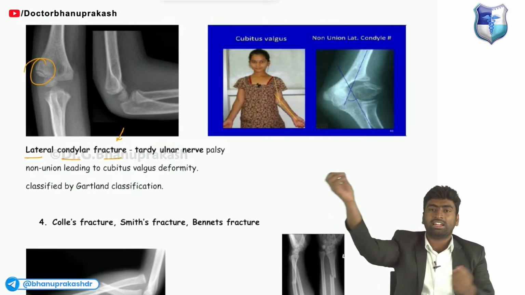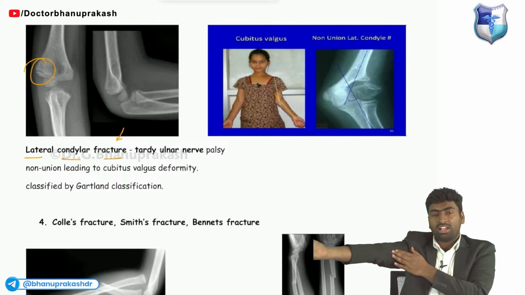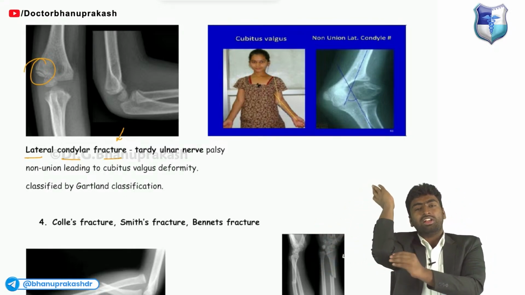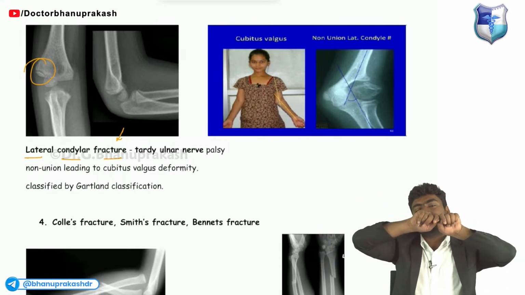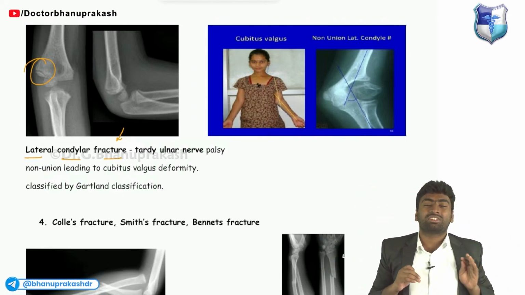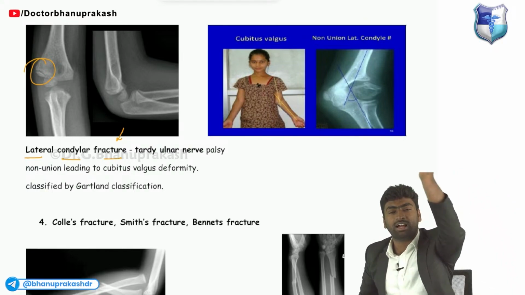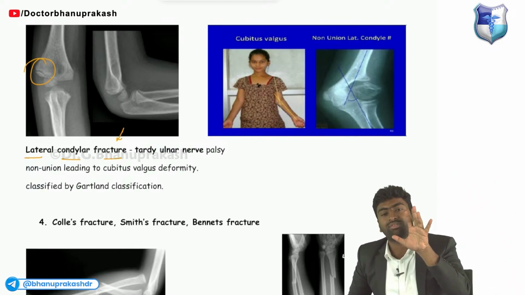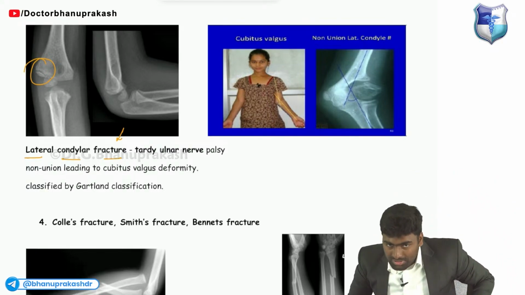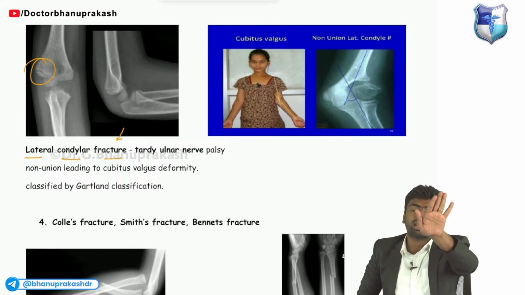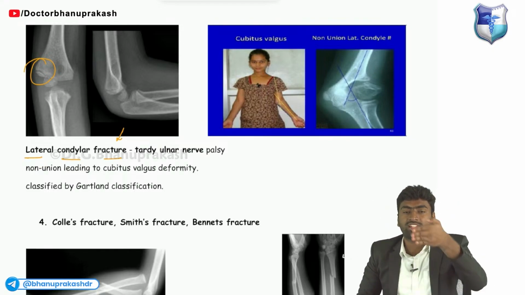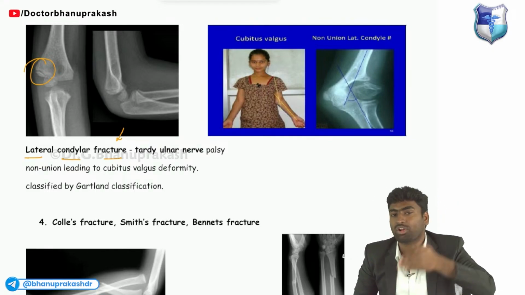It leads to an increase in the length. As the length increases, it will cause stretching of this ulnar nerve, causing a palsy known as tardy ulnar palsy. We know that if there is an ulnar nerve palsy, it leads to the formation of a claw hand and adductor palsy. To check adductor palsy, we will do the book test and look for Froment's sign.